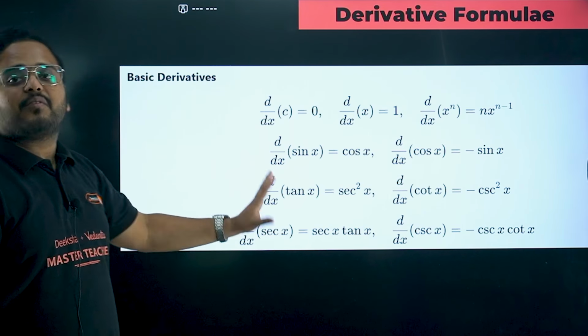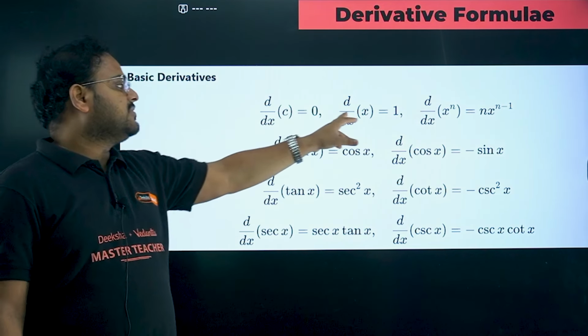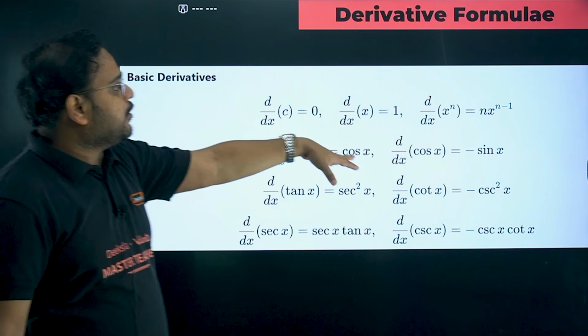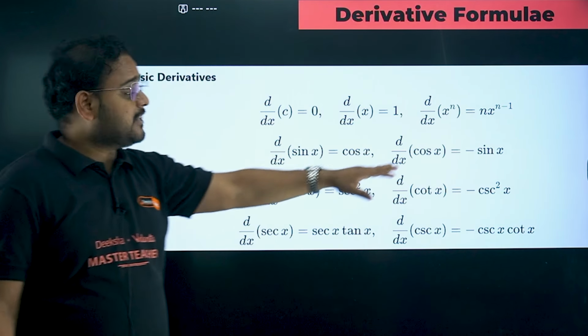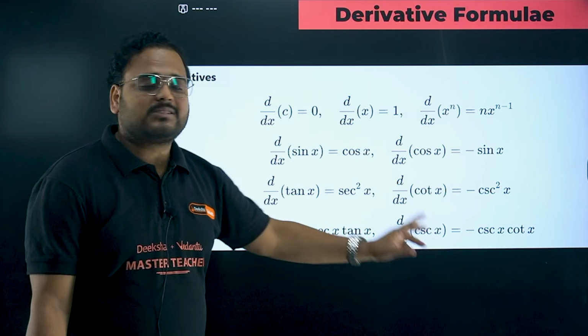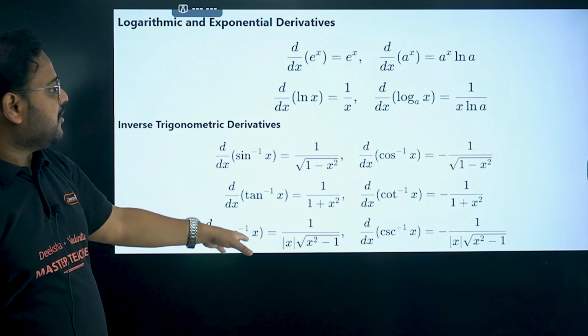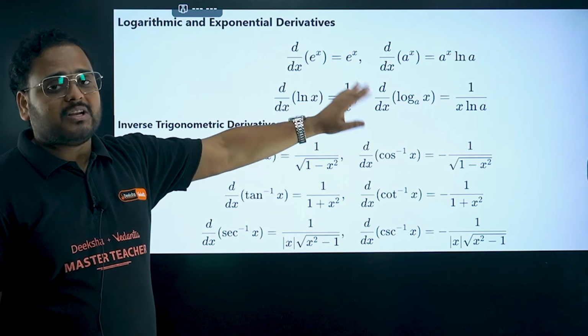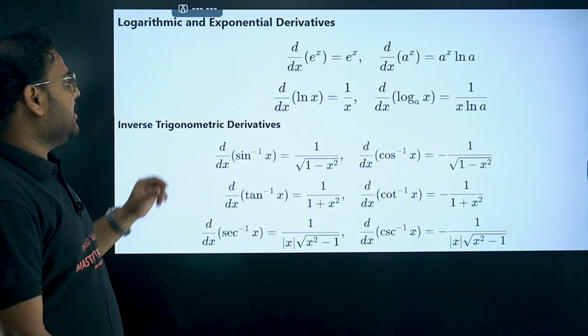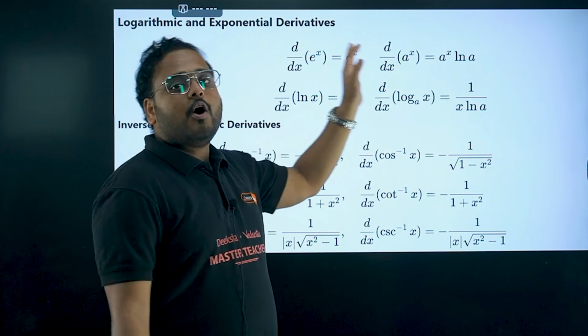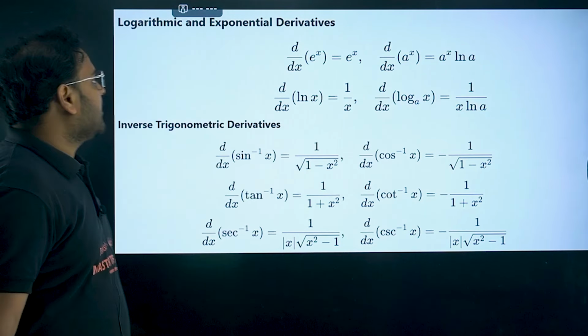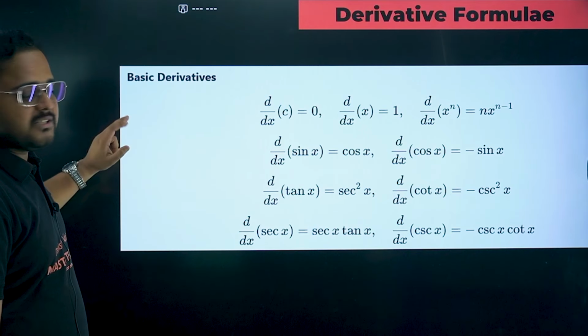Some basic derivatives of different functions. A constant is 0, x is 1. Then we have for polynomial nx power n minus 1. For sine, cos, tan, all is there. We also have for inverse functions, we have for exponential and logarithmic function with the base, natural base e, or with the base a, okay. So please review these formulas as well.